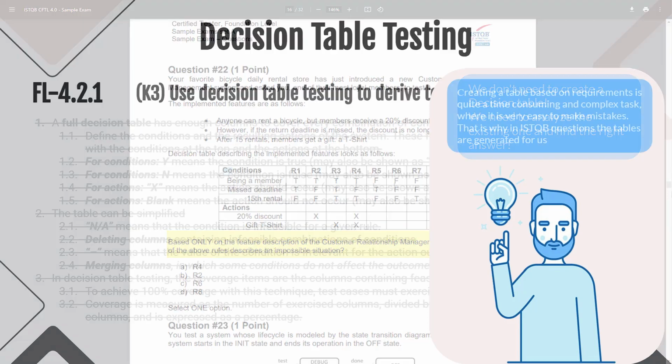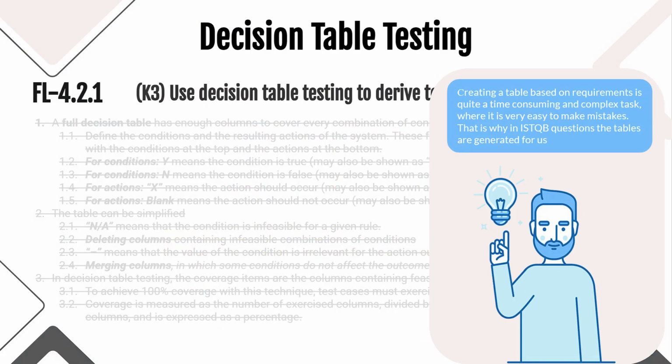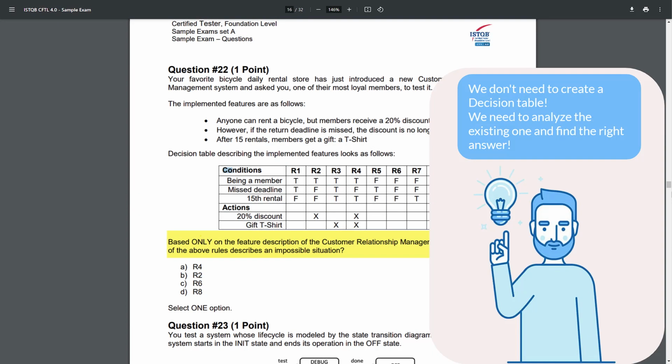That's why, in most questions, we either do not follow the checklist at all or use only 1 or 2 steps from the checklist. As we said before, creating a table based on requirements is quite a long and complex task where it is very easy to make mistakes. That is why, in ISTQB questions, the tables are generated for us. This greatly simplifies the search for correct answers to questions.